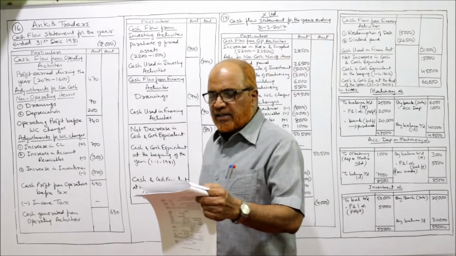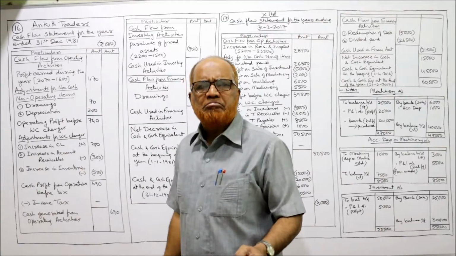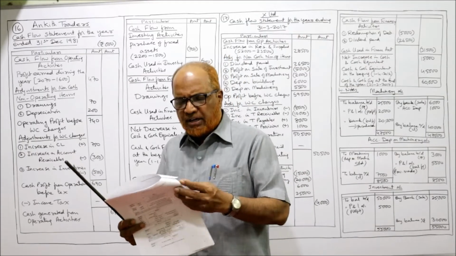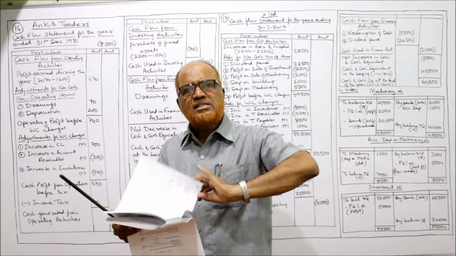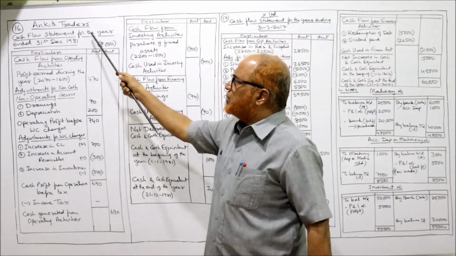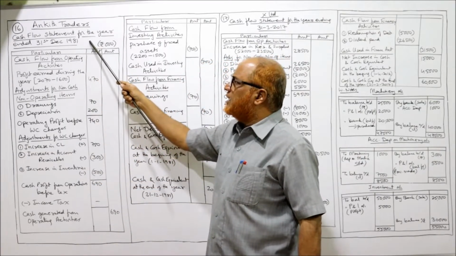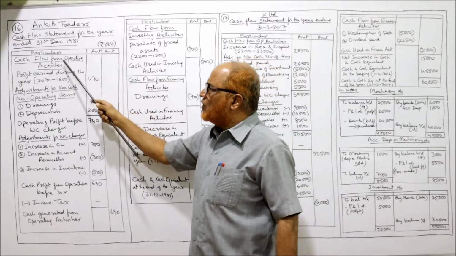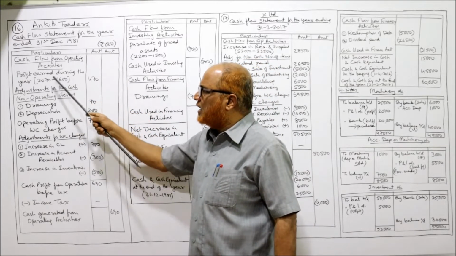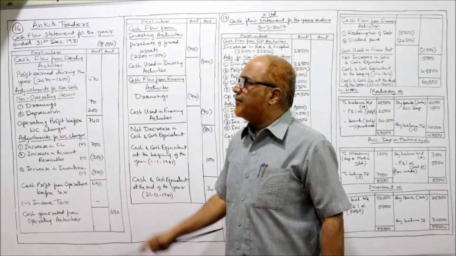Right? Next one is prepare cash flow statement. That's all. Not much difficulty in this problem. Easy problem. So first of all, cash flow statement for the year ended 31st December 1981, rupees in thousands. Cash flow from operating activity, profit earned during the year. This is the difference in capital I have taken.